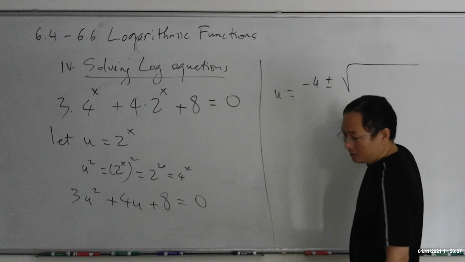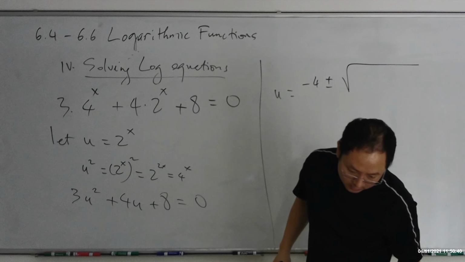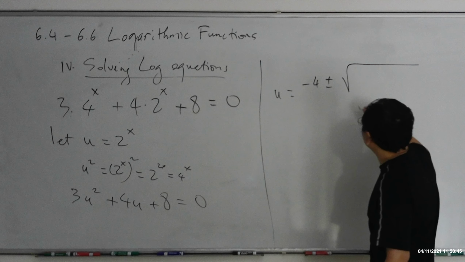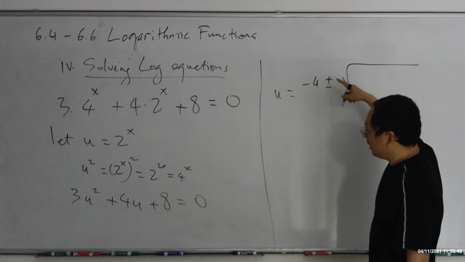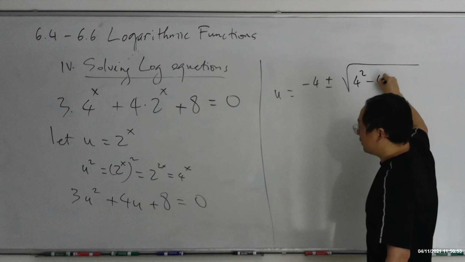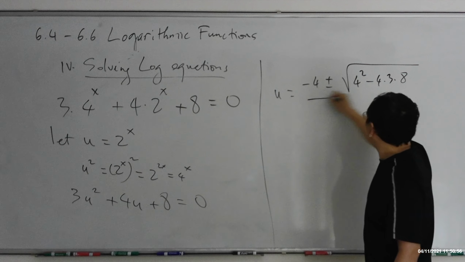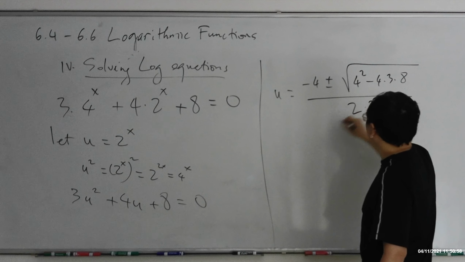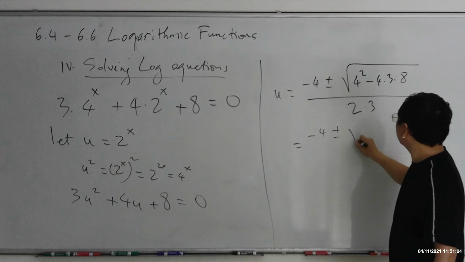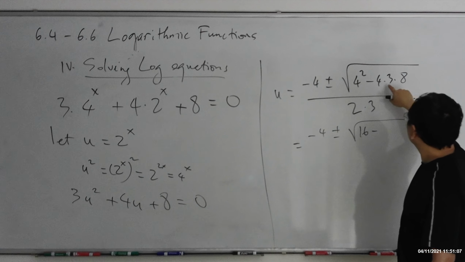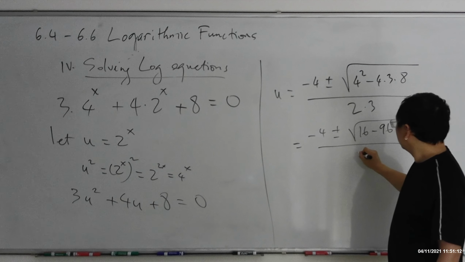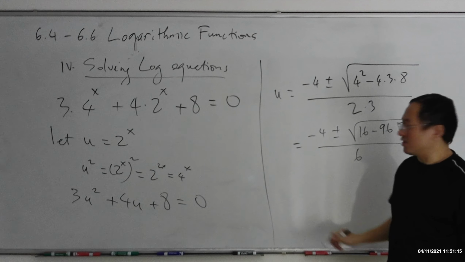So b squared is, did I copy it right? Yeah. So b squared minus 4ac. The square root of 4 squared minus 4 times 3 times 8, over 2 times 3. This is going to be a negative number, so you don't have any solution. Negative 4 plus or minus the square root of 16 minus 12 times 8 is what? 96. So it's going to be imaginary, so no solution.